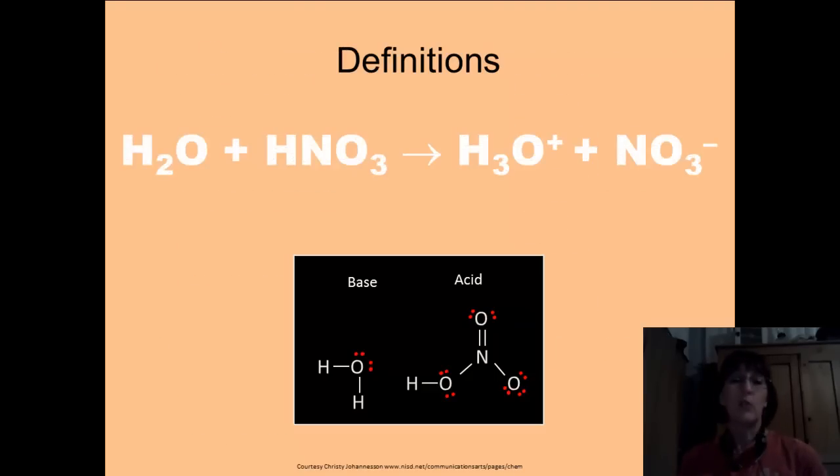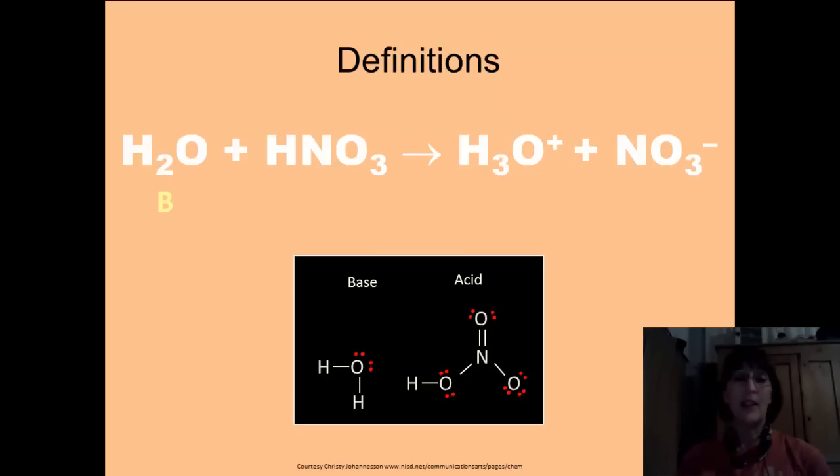Okay, so again, we're talking about our definitions here. We have HNO3. What acid is that? It's got N, nitrogen. What acid? We take that acid and we put it in water, and that H pops off and hooks up with the water, and now we have the NO3 by itself.